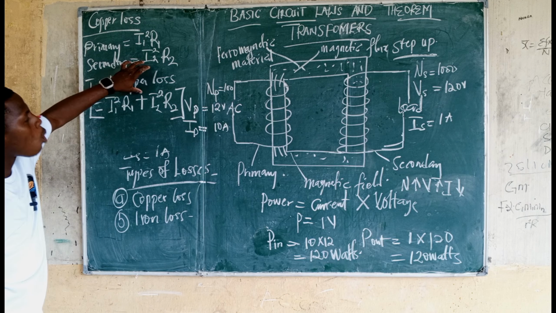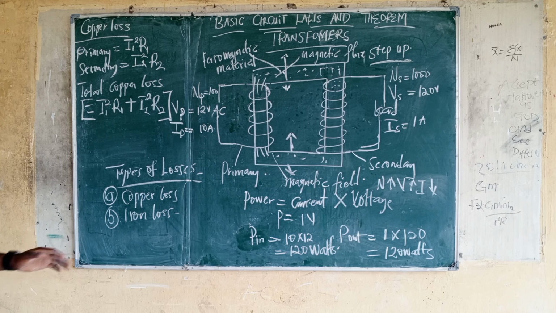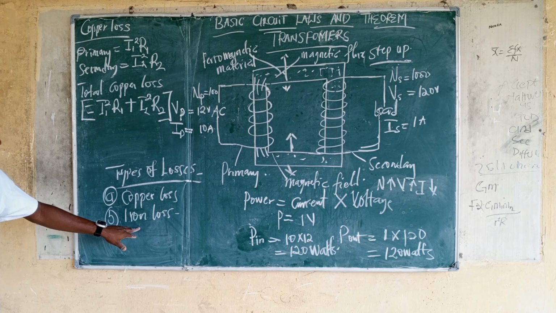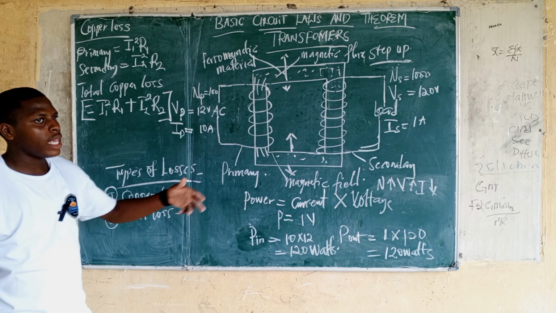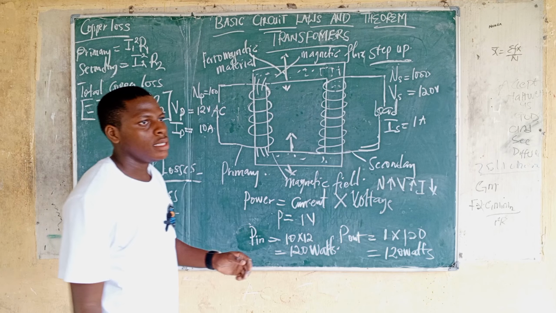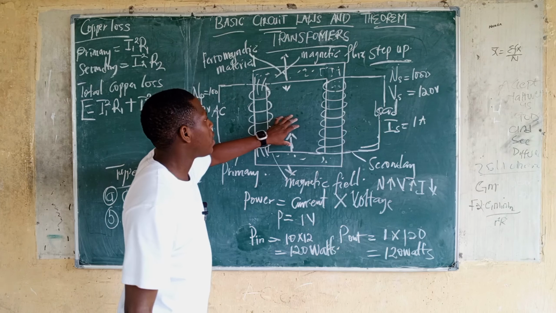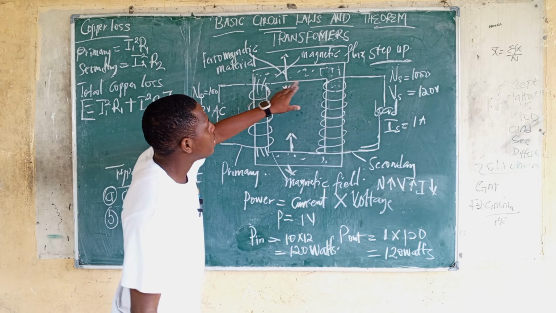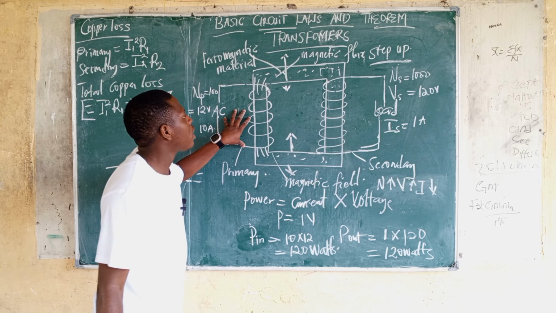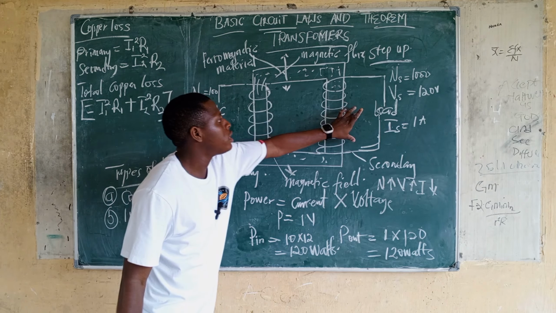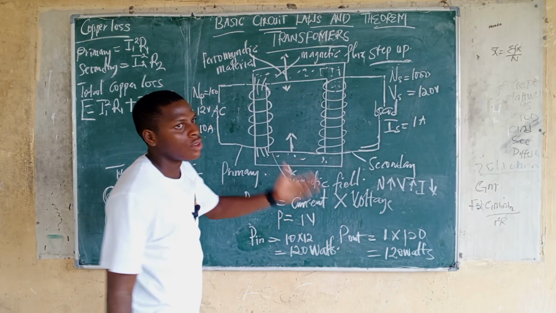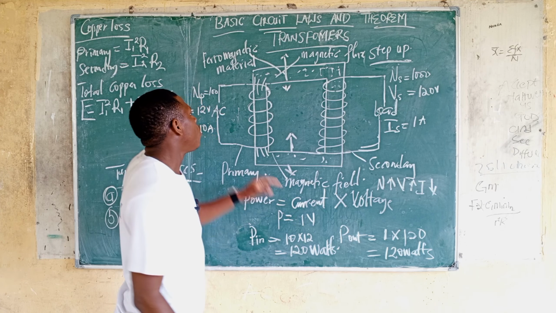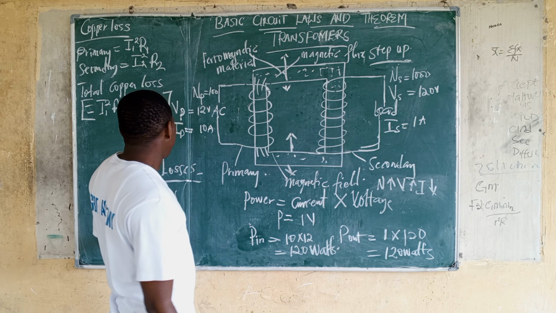The next type of loss we are seeing is iron loss. Now, when we talk about the iron loss, what should come to your mind? Come back to your transformer. Where can we see the iron? Now, we've already talked about this primary and the secondary, and I told you they are made of copper. That's why we are talking about the copper loss.